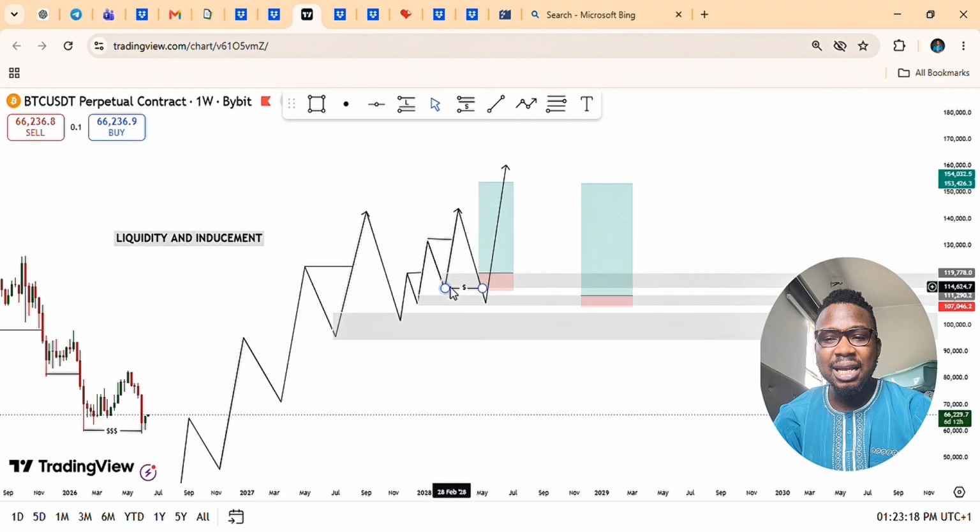Because the truth is that even when we are assuming that that level is an inducement level, that level can actually hold and play out correctly. Yes, it can actually hold and play out correctly.